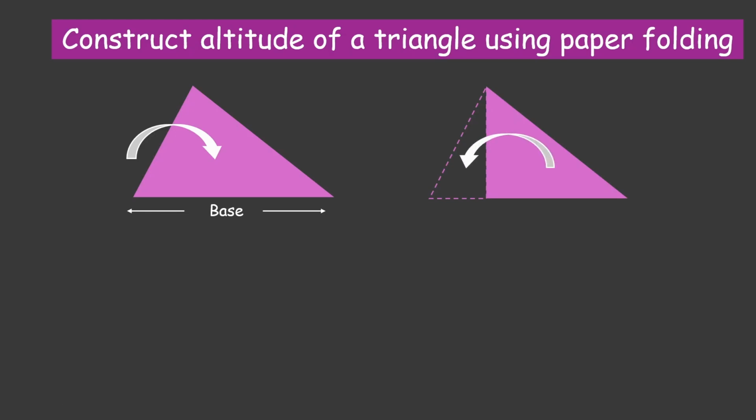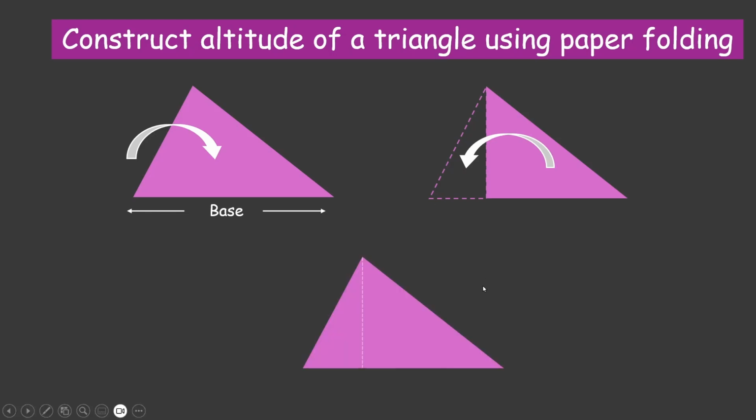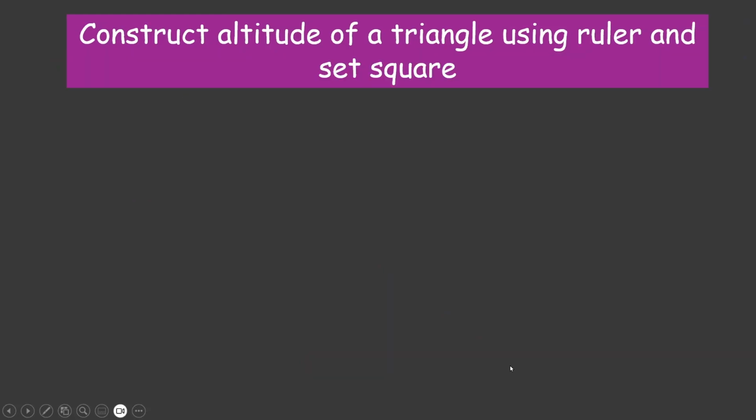Then we'll open this. Once we do, we'll see that there is a crease. Now we can just draw a line at this crease, and this is the altitude because this line is perpendicular to the opposite side. Next, let us construct altitude using ruler and set square.